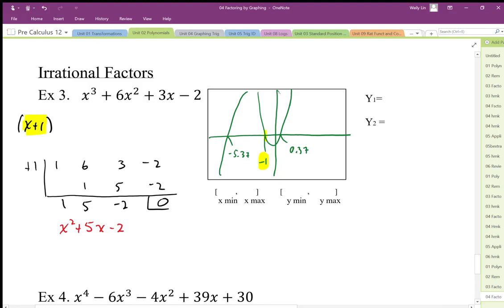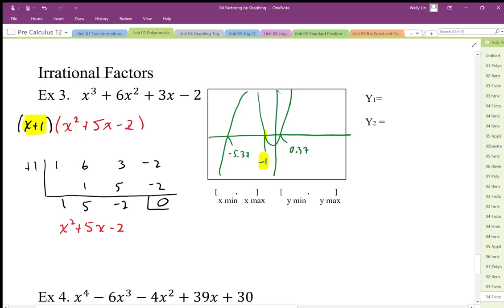Okay. Well, this does not factor. There's no numbers, whole numbers anyways, that multiply to 2 and add to positive 5. But there are these irrational numbers that solve this equation. Okay. But if I'm going to factor, I need to write that quadratic factor in. So my factored form of this then looks like this.